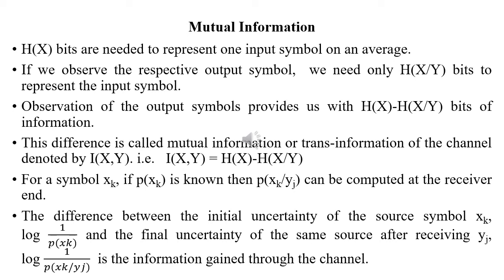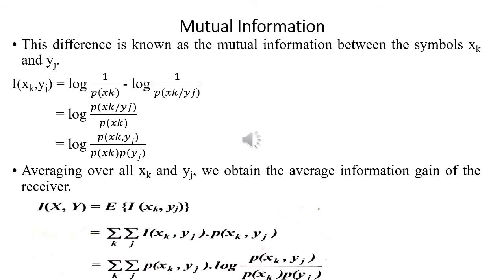For a symbol xk, if p(xk) is known, then p(xk|yj) can be computed at the receiver side. The difference between the initial uncertainty of the source symbol xk, that is log 1 by p(xk), and the final uncertainty of the same source after receiving yj, that is log 1 by p(xk|yj), is the information gained through the channel. This difference is known as the mutual information between the symbols xk and yj. Averaging over all xk and yj, we obtain the average information gain of the receiver, I(X;Y).